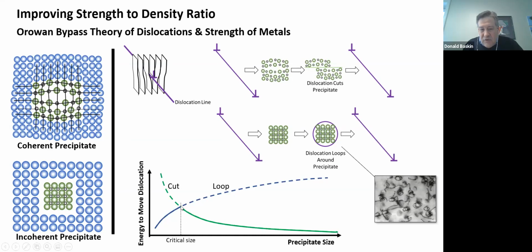Okay, so the critical size is important. And that's how you design a heat treatment so that you get the strongest material. You find out what that critical size is, and you make sure that you don't grow your particles past that.